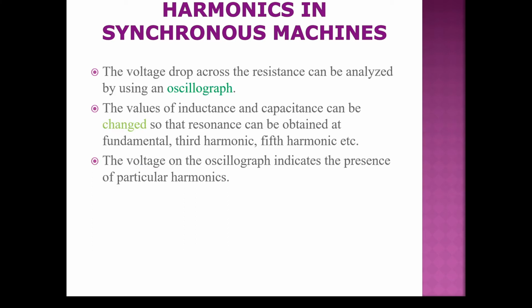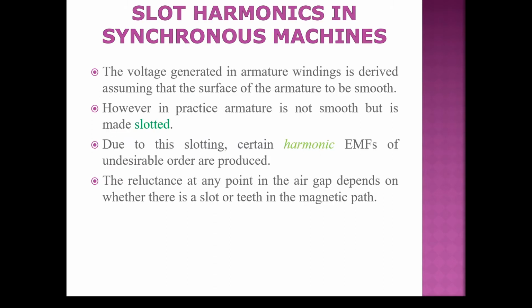The voltage drop across the resistance can be analyzed by using an oscillograph. The values of inductance and capacitance can be changed. So resonance can be obtained at the fundamental, third harmonic, fifth harmonic, etc. Voltage on the oscillograph indicates the presence of particular harmonics.